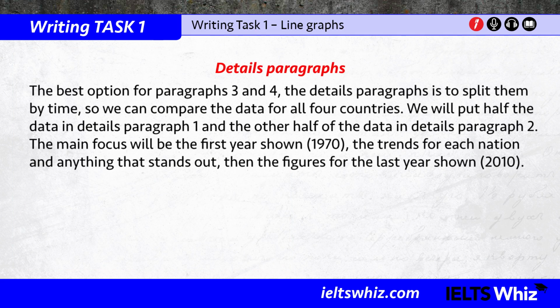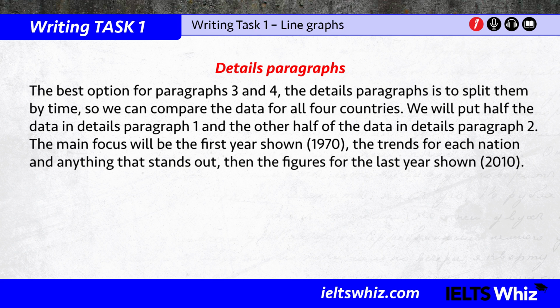The best option for paragraphs 3 and 4, the details paragraphs, is to split them by time so we can compare the data for all 4 countries. We will put half the data in details paragraph 1 and the other half of the data in details paragraph 2. The main focus will be the first year shown, the trends for each nation and anything that stands out, then the figures for the last year shown.